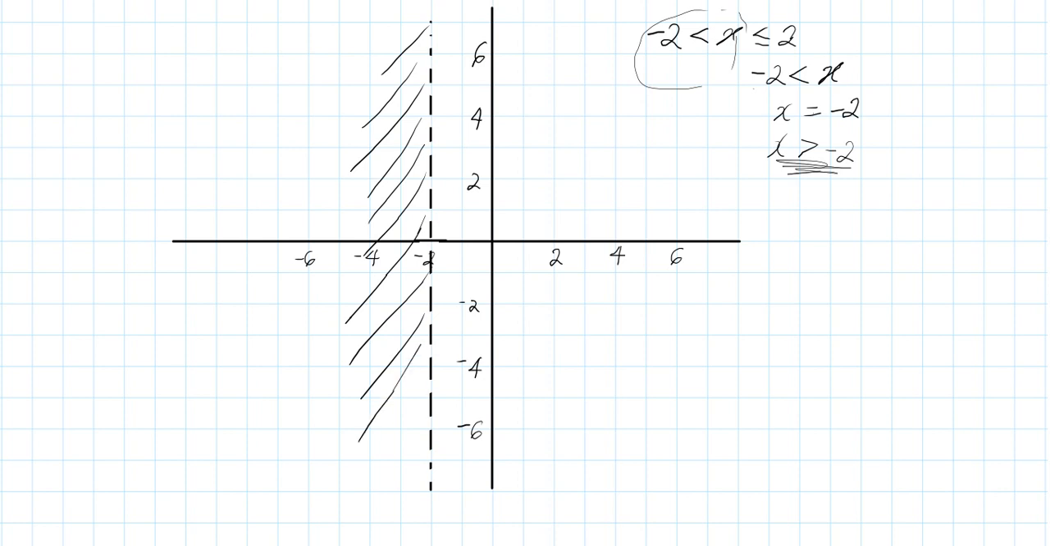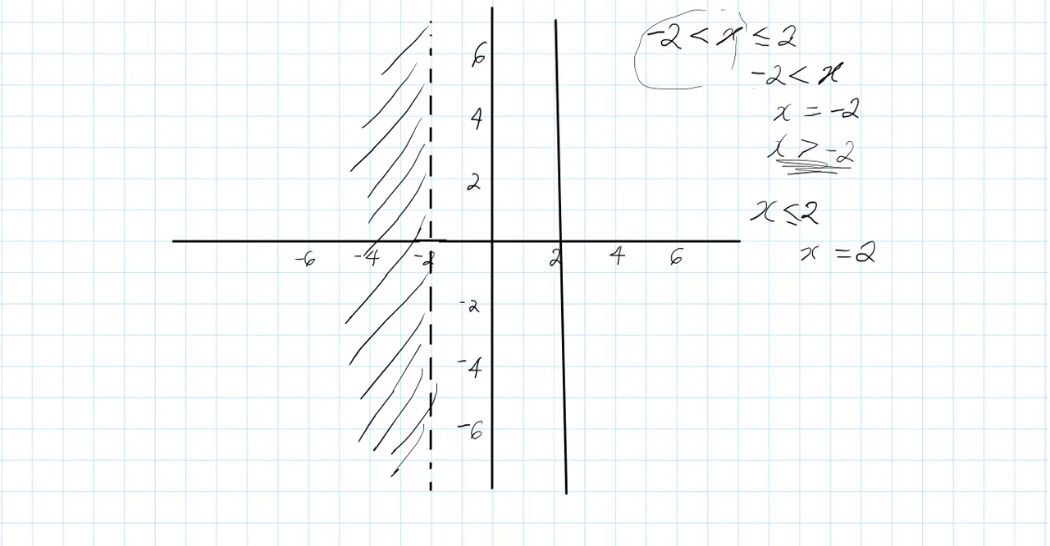Okay, so that's it. Then we go over to this x less than or equal to 2. So I'm going to change this inequality to be x equal to 2. So check where x equal to 2, that is this line. Then I'll draw a line at that point, x equal to 2. So since we have it to be less than or equal to, it's going to be a solid line.